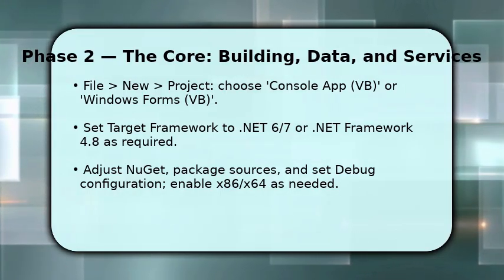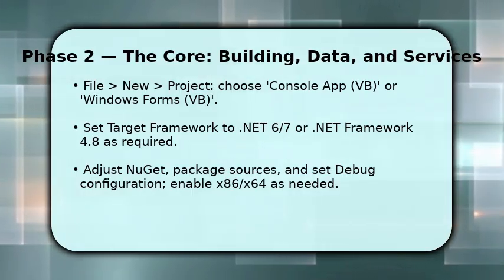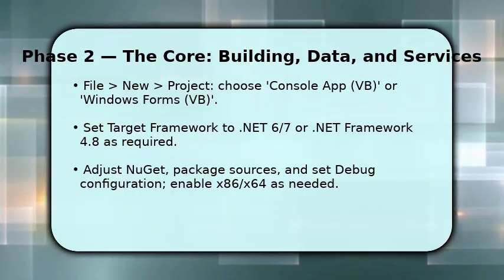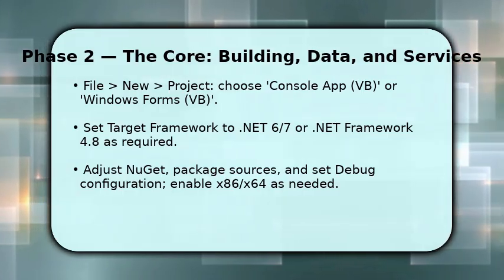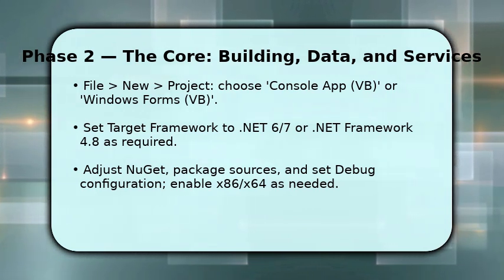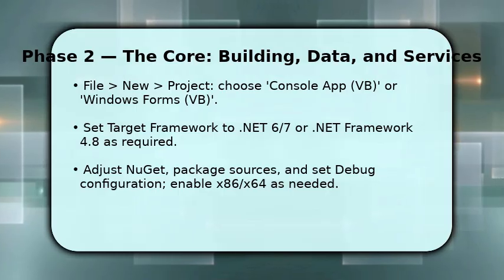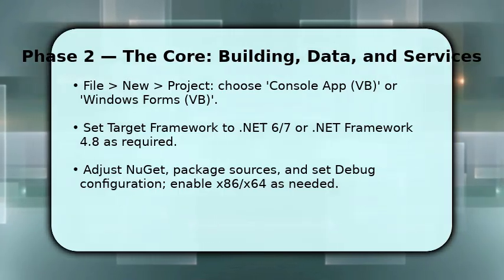Once created, configure NuGet package sources, restore packages, and set debug vs release configurations. Make sure platform target matches your dependencies, x86 or x64. Then build once to verify references. This reveals missing SDKs or package issues early so you can fix them quickly.